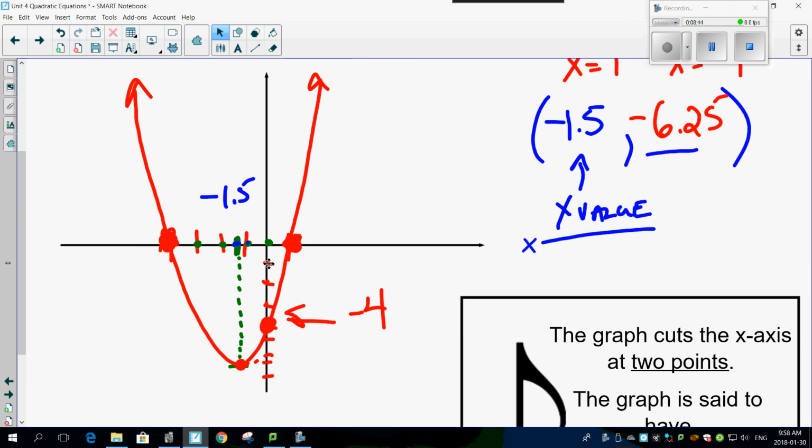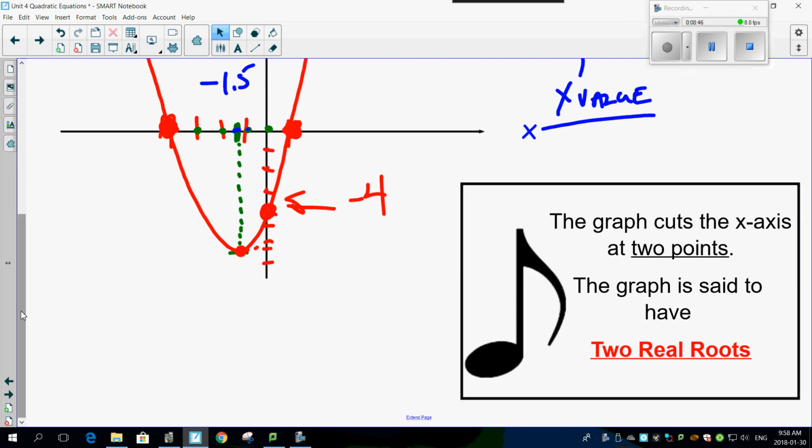Okay, one big note to put right here. If the graph cuts the x-axis at 2 points, you have 2 roots.